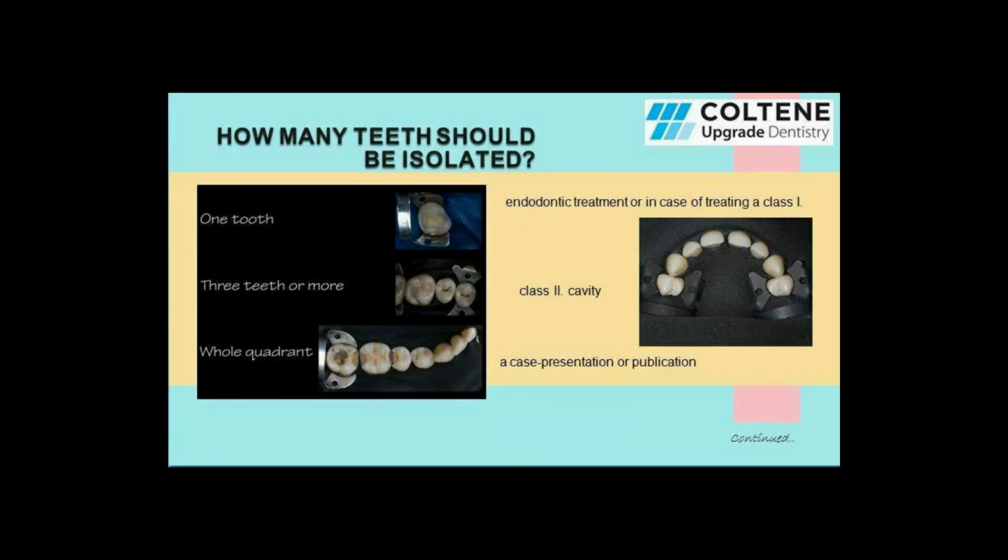Now the question arises: how many teeth should be isolated when you're doing a particular work? A single tooth should be isolated when you're doing endodontic treatment or you're treating a class 1 cavity. Three or more teeth should be isolated when you're working on a class 2 cavity or MOD cavities; one tooth mesial and one tooth distal should be isolated for this particular case. The whole quadrant should be isolated when you are preparing a case for case presentation or publication.